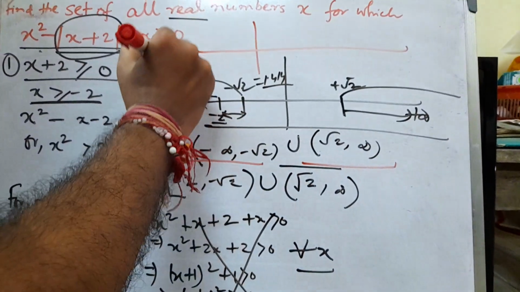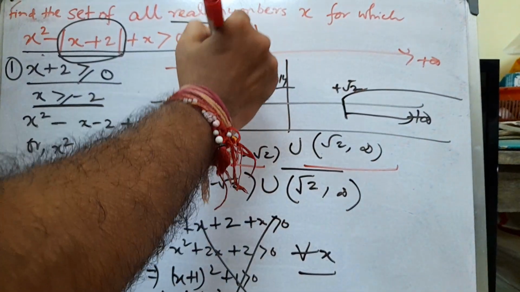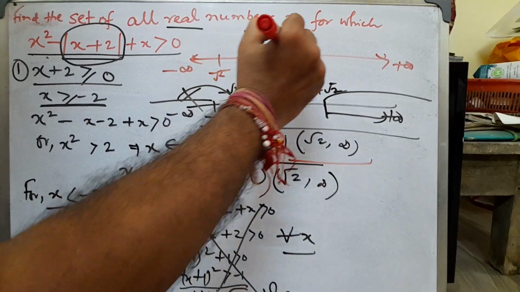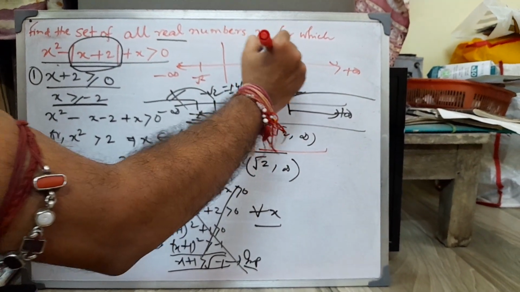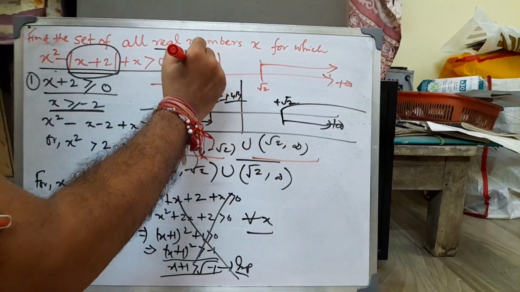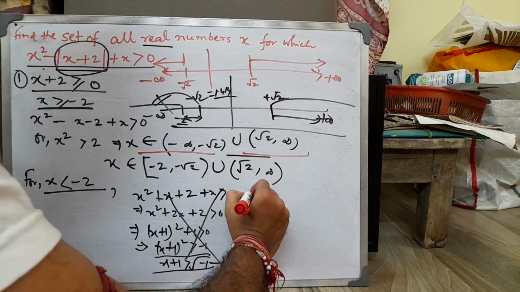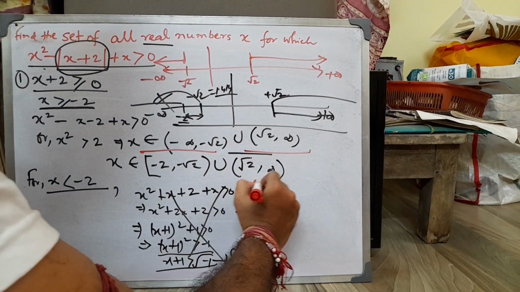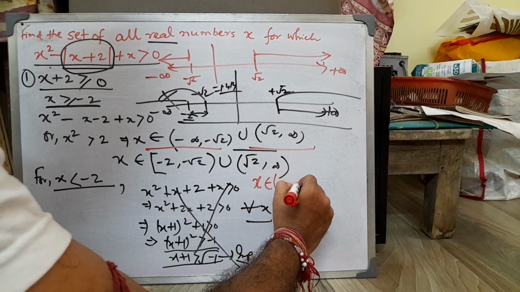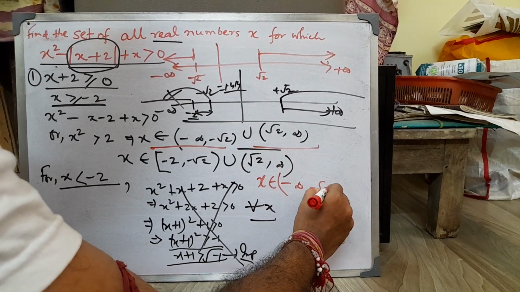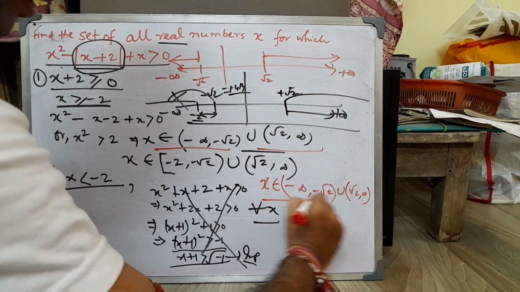Meanwhile, if the range is minus infinity to plus infinity, then minus infinity to minus root 2 and plus root 2 to infinity. Meanwhile, in this portion and in this portion. So that is the answer. So the answer is x belongs to the open interval minus infinity to minus root 2 and root 2 to infinity.